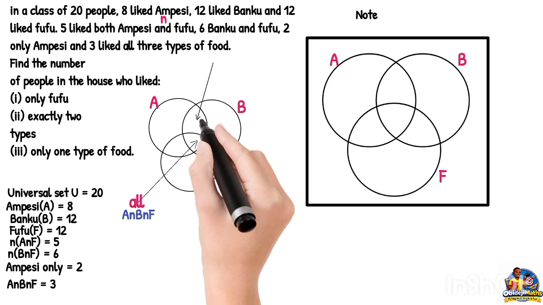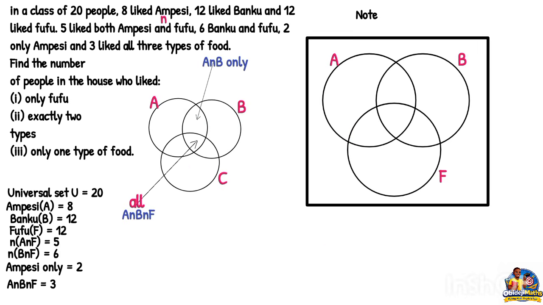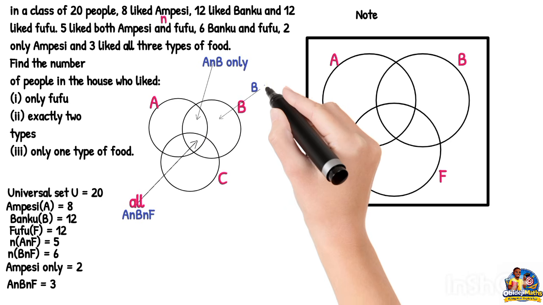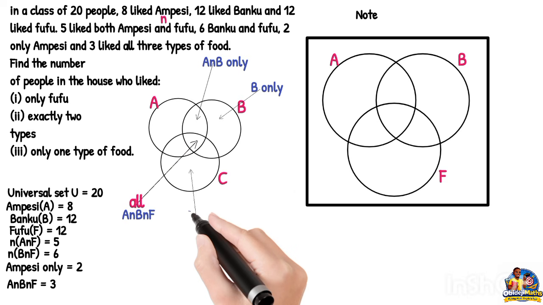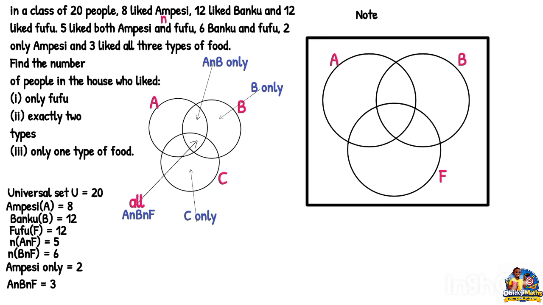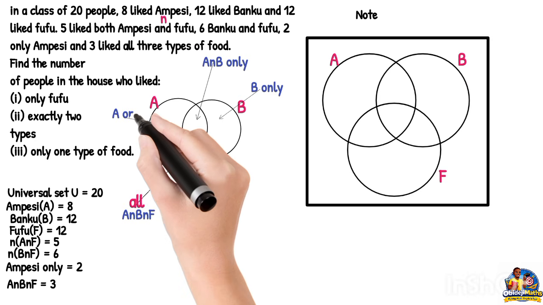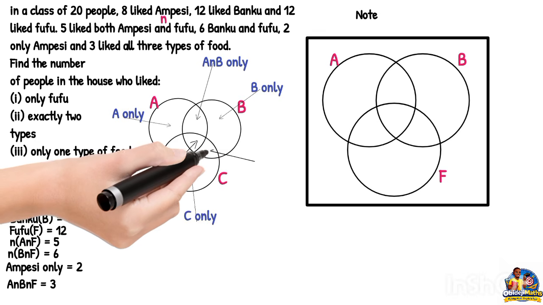Now, that arrow, that place is what? A intersection B only. If you can master this, it will help you. This is B only. You can see it's only B that is there. A is not there, C is not there, so it's B only. Look at that place also, that is C only. A is not there, B also is not there. Look at that place, that's A only. B is not there, C is not there, it's only A.